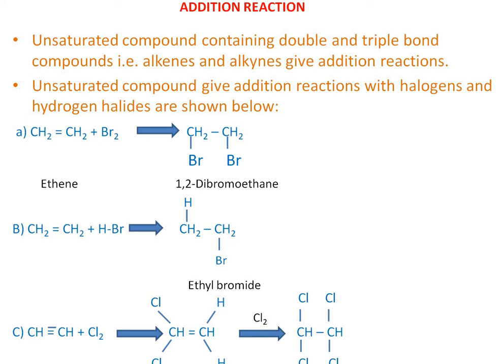In another example, of alkyne or triple bond compounds, acetylene reacts with chlorine to form trans 1,2-dichloroethene, and subsequently this dichloroethene reacts again with chlorine to form tetrachloroethane, 1,1,2,2-tetrachloroethane.